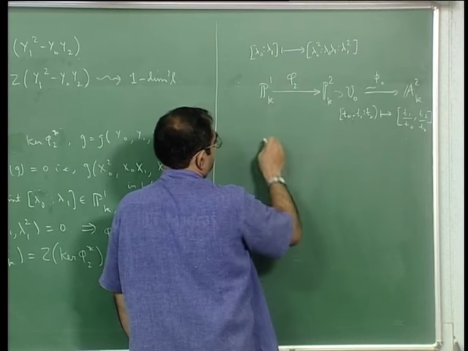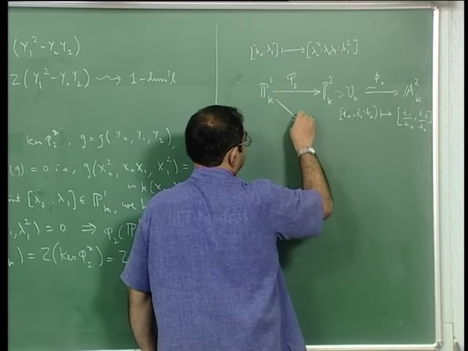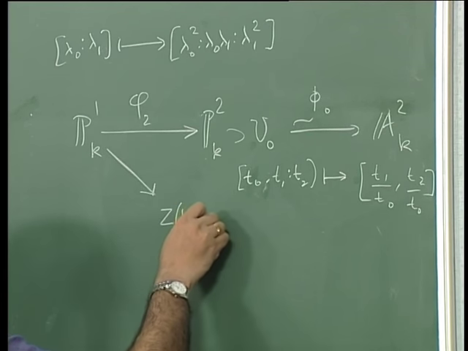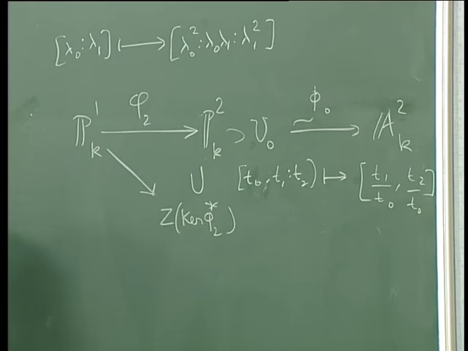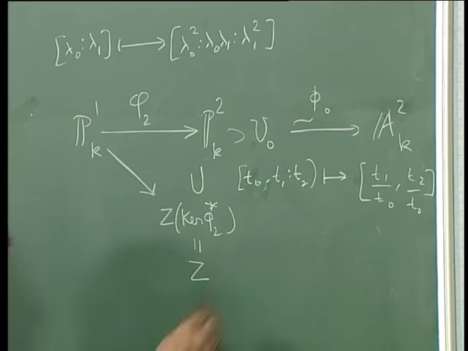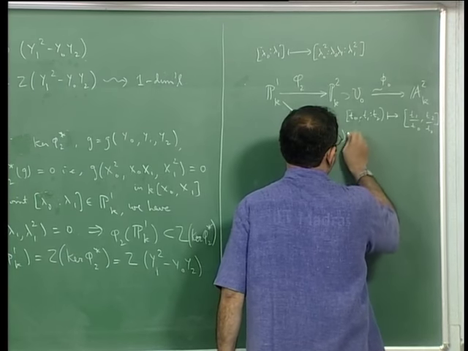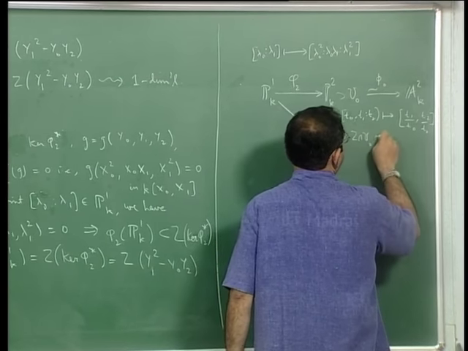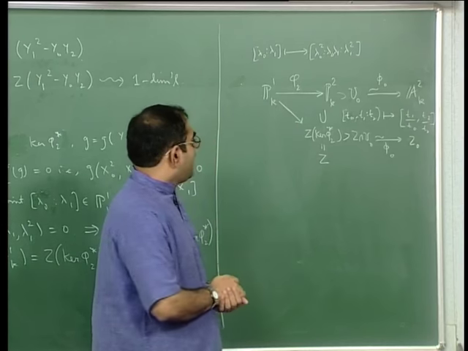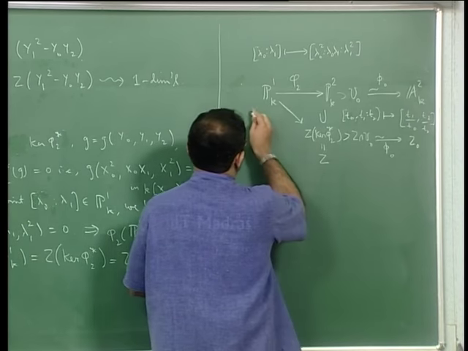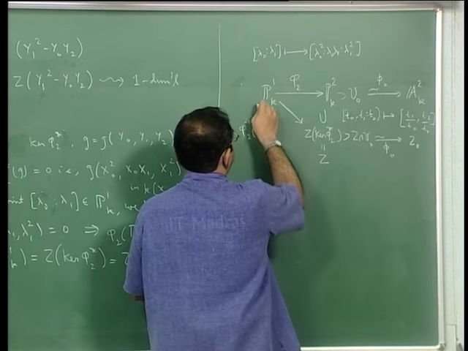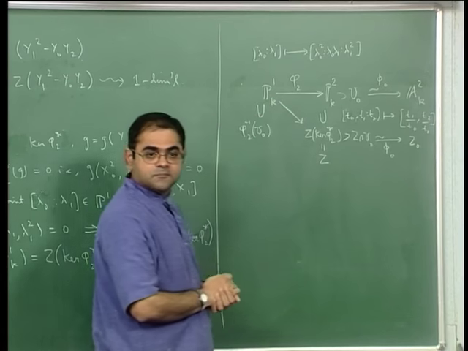And I am taking, and mind you, this map actually factors through the zero set of the kernel of phi 2 star inside this, okay, which let me just call Z so that it is easy to write down. So if I intersect with U0, I'll get Z intersection U0, and that under this isomorphism phi 0 will go into Z0, okay. And if you follow it up, if I take phi 2 inverse of U0, that is an open set here in P1, all right.